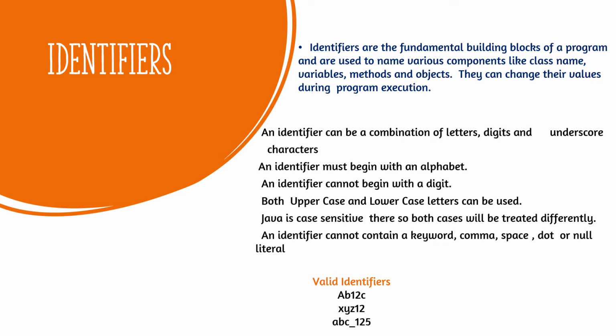Now we can see some valid identifiers. For example, AB12C. A number is there, but it is not at the beginning, so it is valid. XYZ12 and ABC_125. Underscore is allowed, so these are valid. And for invalid ones, in the first one, AB space is there. Space is not allowed in an identifier, so it is invalid. If is a keyword. And 2ABC: the identifier or variable name is starting with a number or digit, so it is not valid. And in the last one, a comma is coming in between, so it is also not valid.